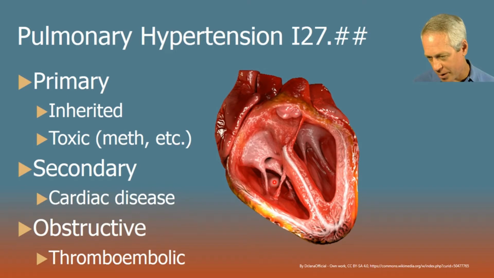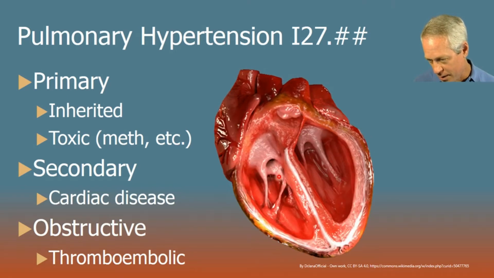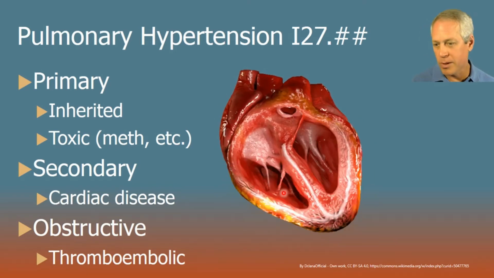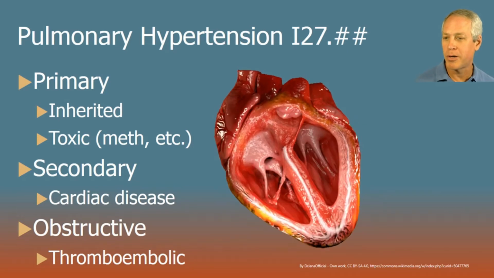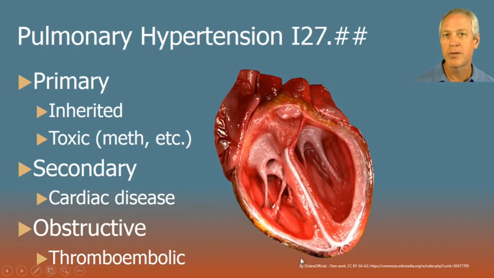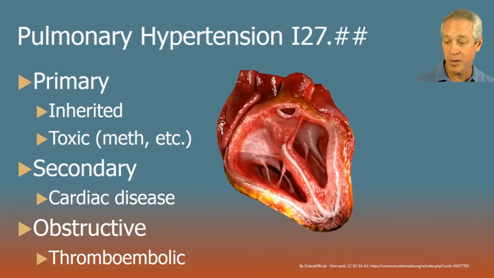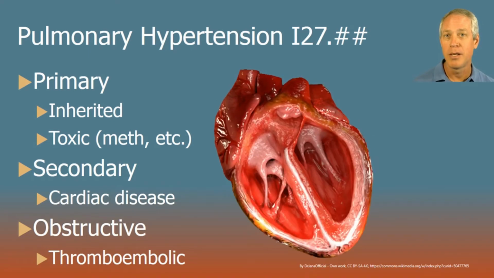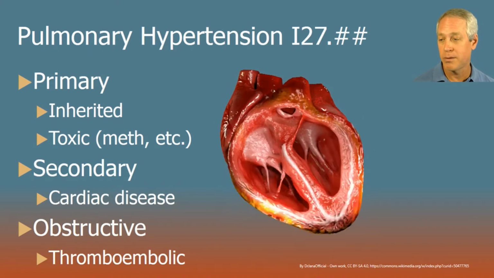You can see the pulmonary arteries back here behind the tricuspid, but that would be the outflow tract of the pulmonary arteries. So poke around those I-27 codes and you'll see what I mean. And there's a procedure to go with the thromboembolic at the end of the webinar here.